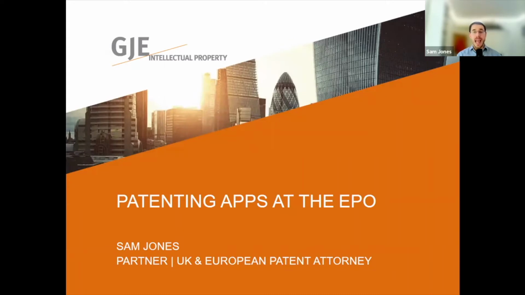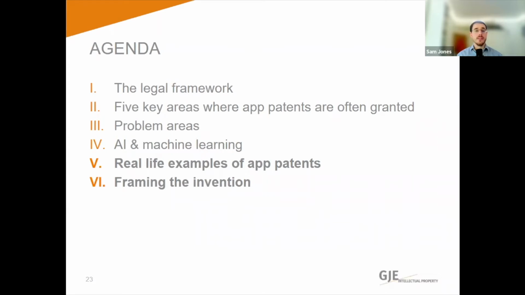So in this third part of this series of webinars, we're going to talk about real-life examples of app patents. So these are actual patents to apps granted by the European Patent Office. And then we're going to conclude by talking about framing of the invention, ways in which you can frame your invention so as to increase your chances of obtaining a granted patent from the EPO.